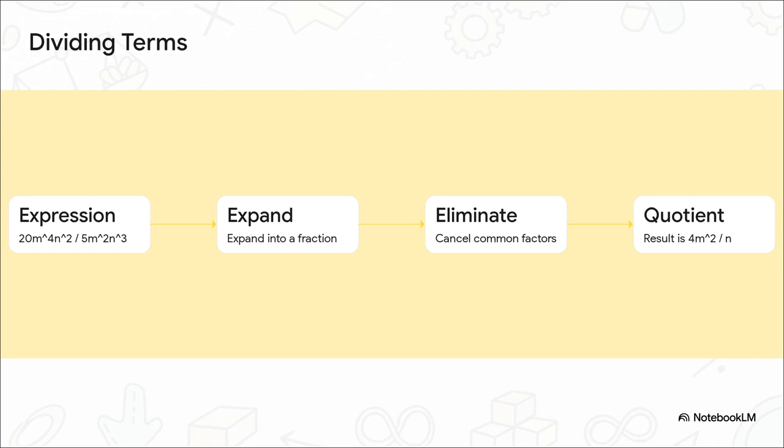You literally just cross out the matching m's and n's. And what are you left with? Well, on top, 20 divided by 5 is 4, and you have 2 m's left over, so that's 4m². On the bottom, you just have one n left, making our final quotient 4m² over n. Breaking it down like this makes canceling out common factors incredibly simple, right?